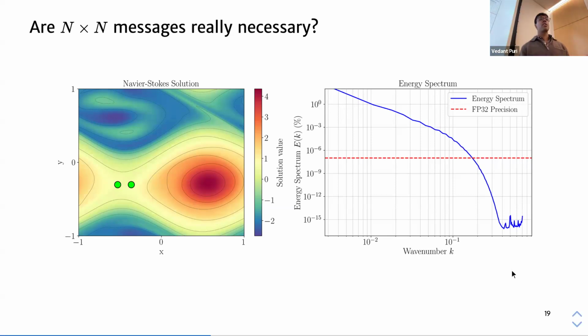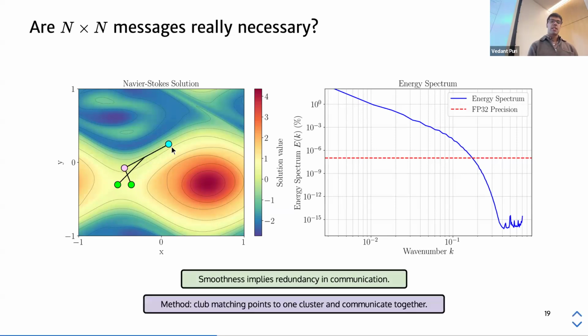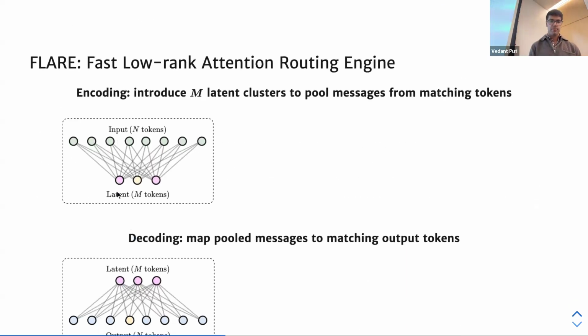So what does that say for message passing? If we are passing a message from the 2 green points to the blue point in the middle, what self-attention would want you to do is to simply pass 2 separate messages. But if we think from the smoothness point of view, we would notice that these points have a similar message that could be clubbed together into one message and then passed along that way. And then we could imagine doing this ad absurdum, arbitrarily many times over the entire computational domain.